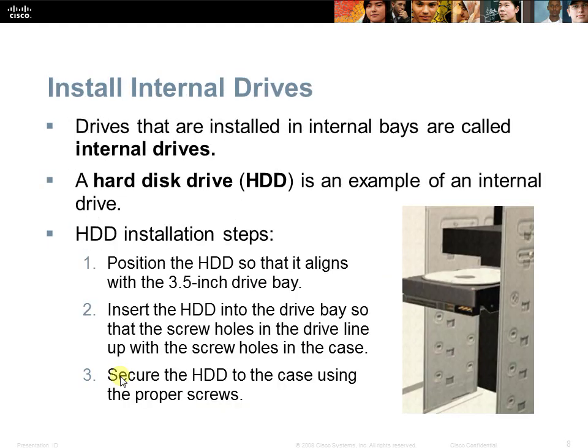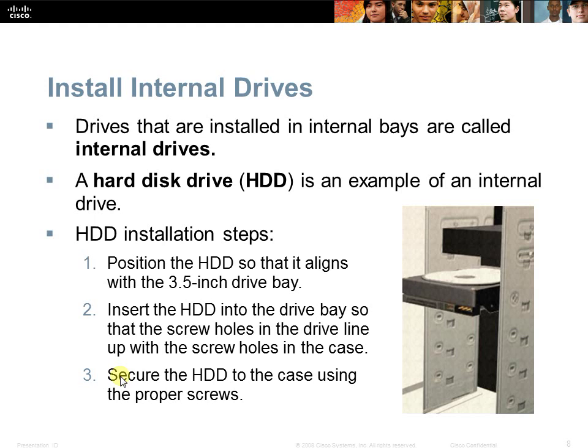Next, we're going to talk about installing our internal drives. So the first type of drive is our HDD, or our hard disk drive. Usually there is a particular slot for that to go in, and you want to make sure that you align it up in the 3.5-inch drive bay. You'll insert it in the bay. Depending on the type of mounting bracket, you might use screws, or it might clip into the particular slot that it's going to go in.